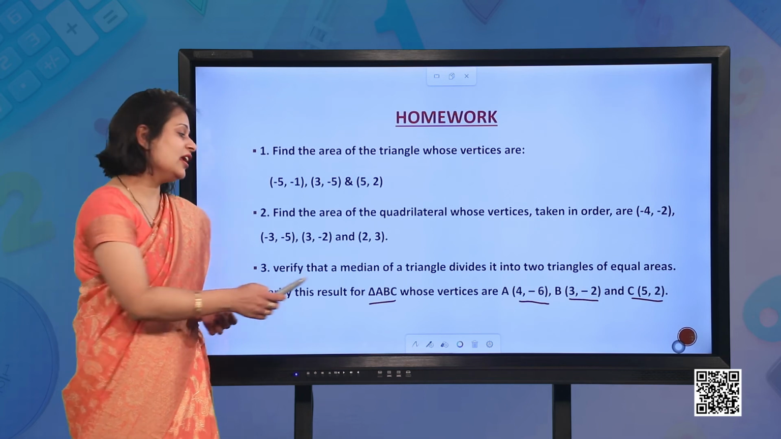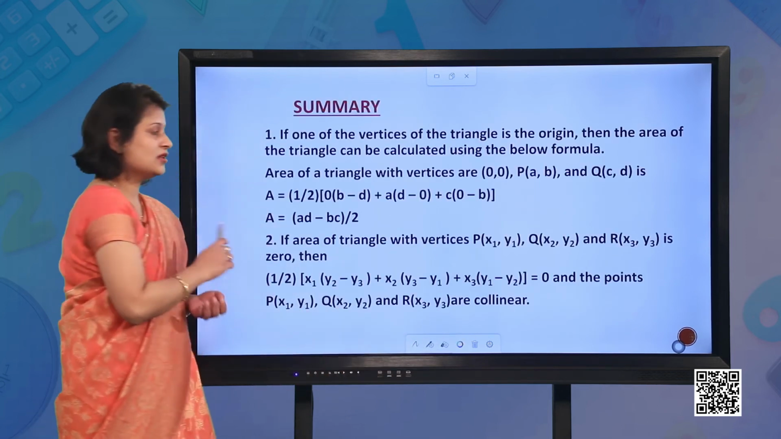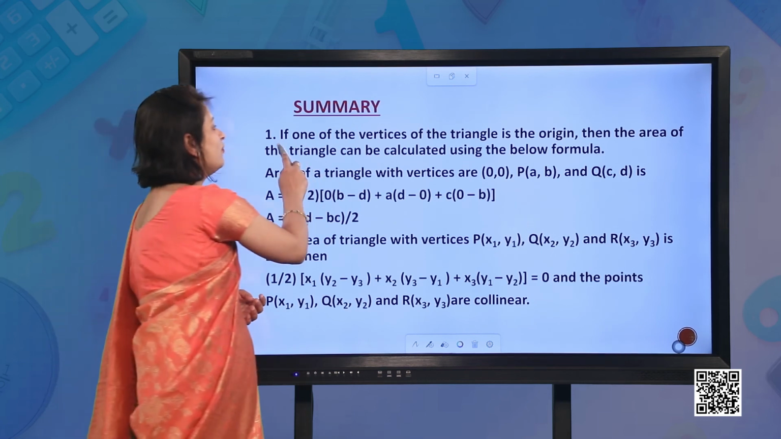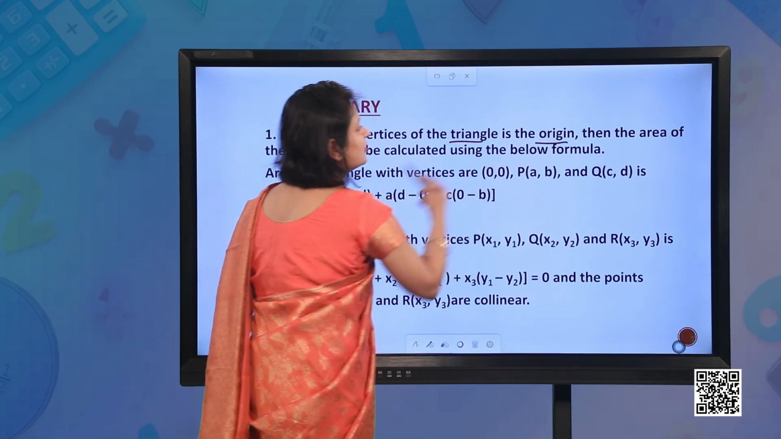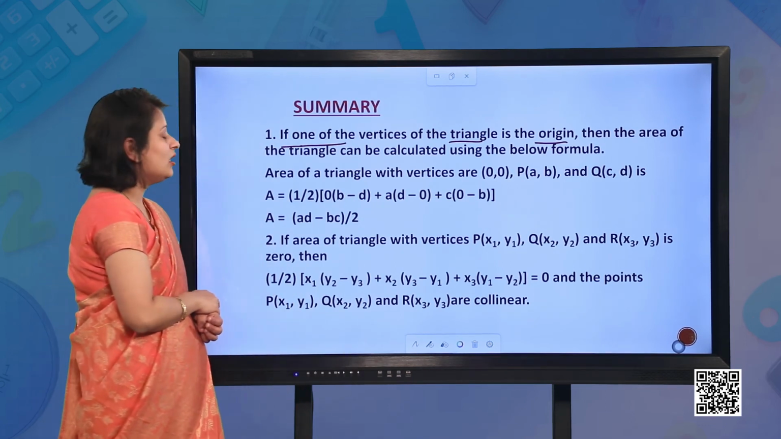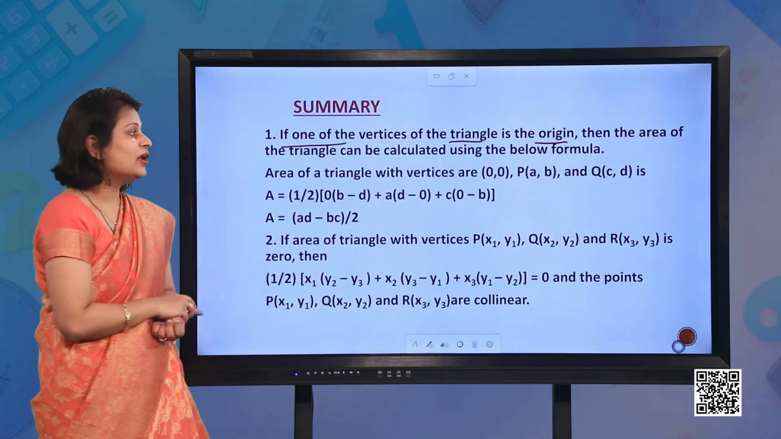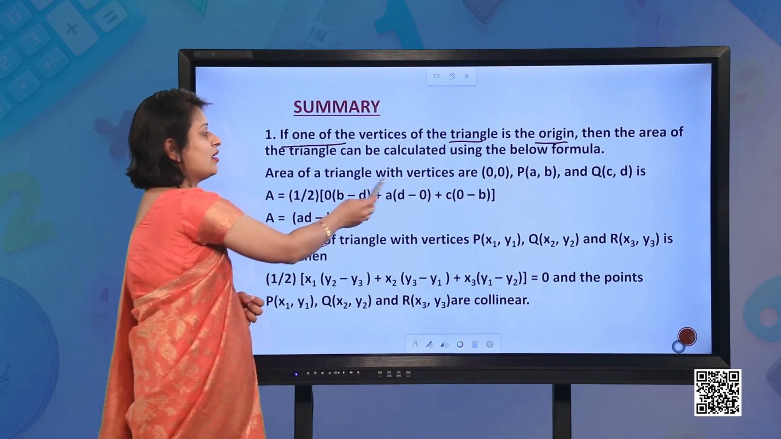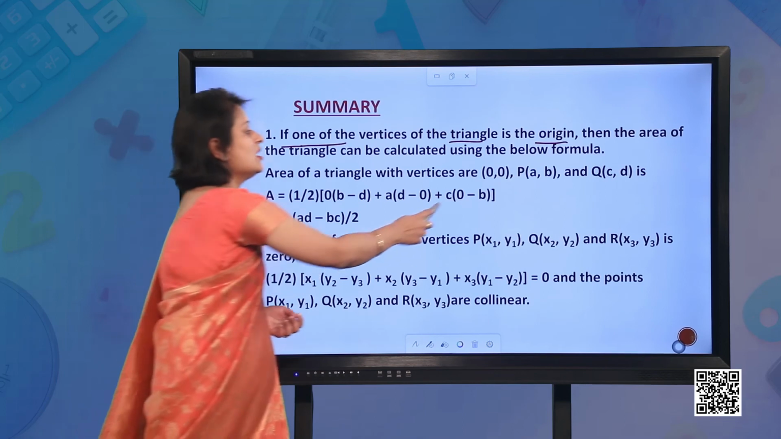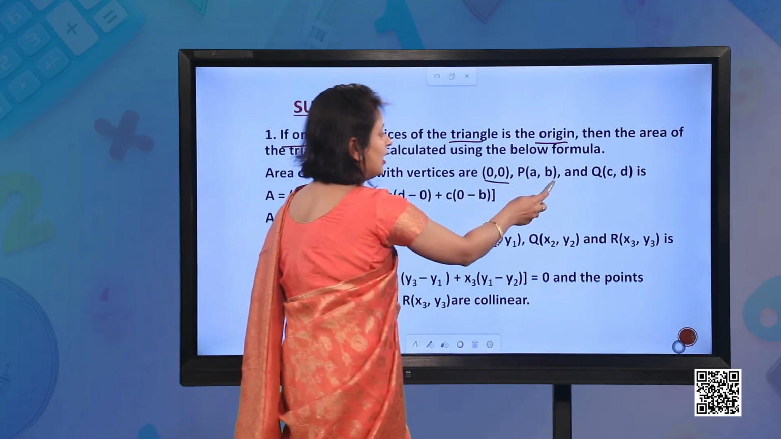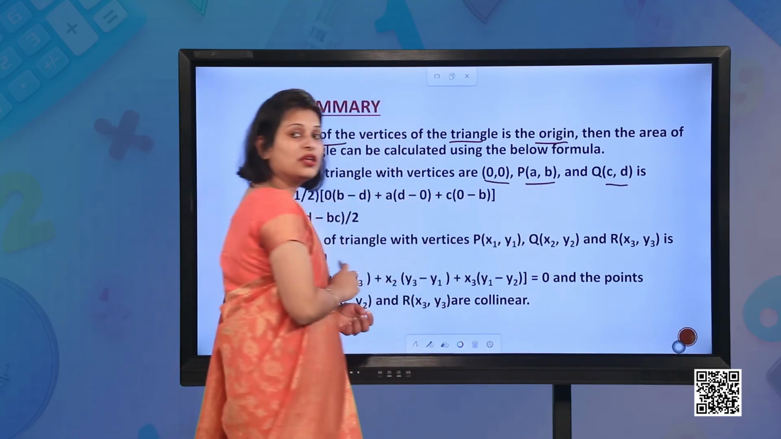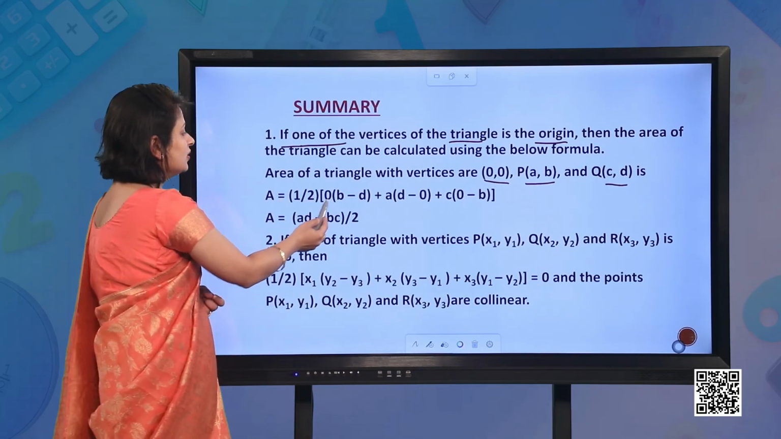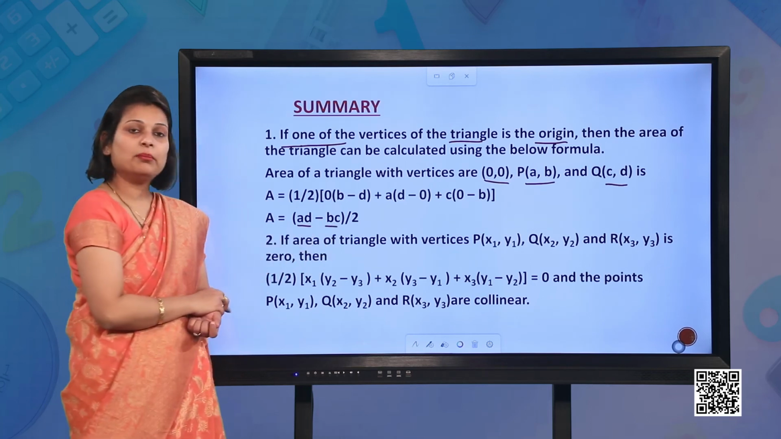Now let us quickly recapitulate what we have studied today. If one of the vertices of a triangle is the origin, the area of the triangle can be calculated by using the below formula, which is what? Area of triangle with vertices (0, 0), P (a, b) and Q (c, d) is half (ad - bc).